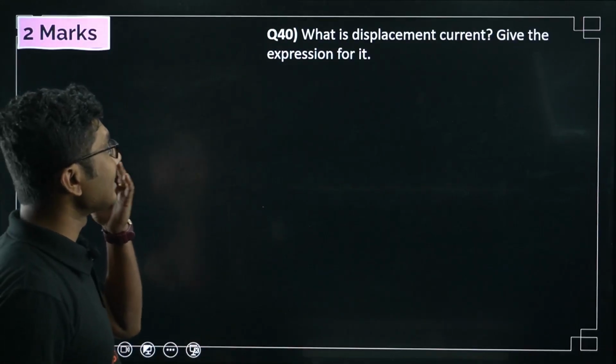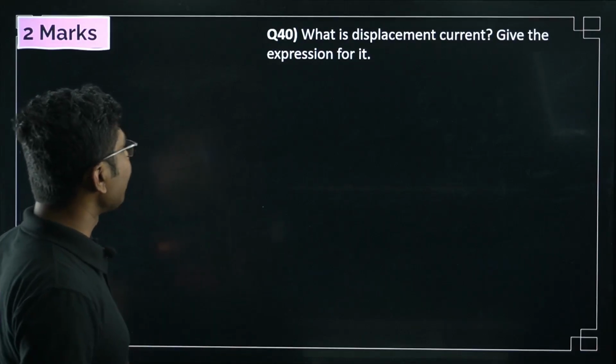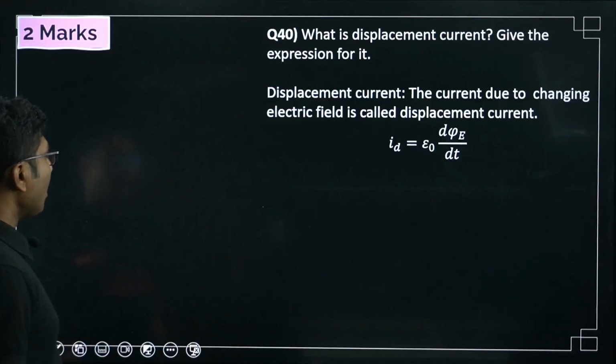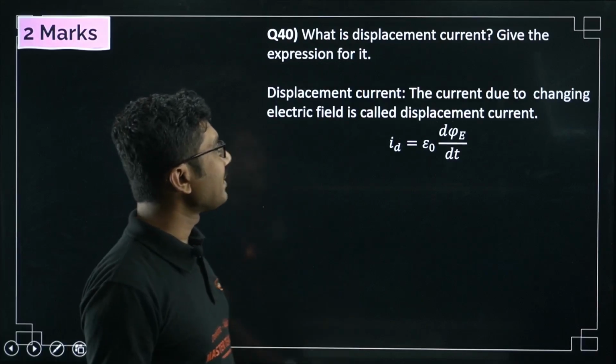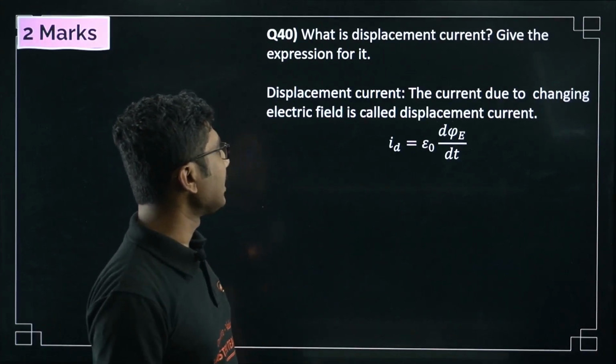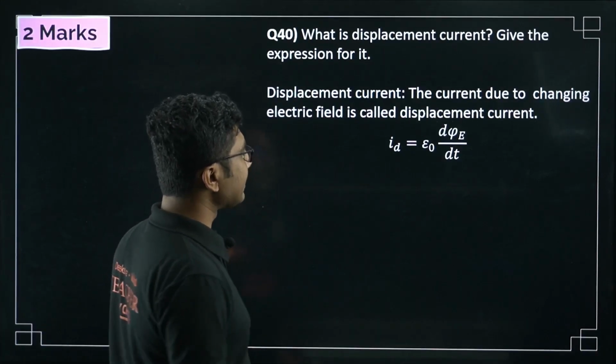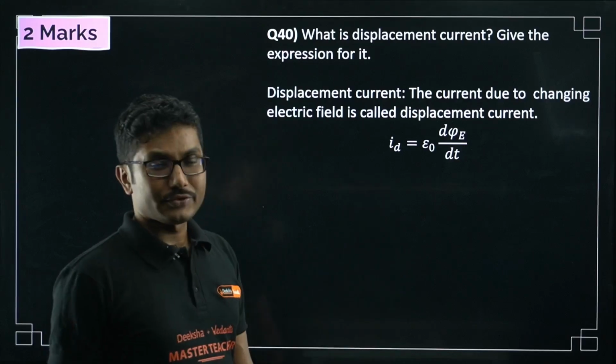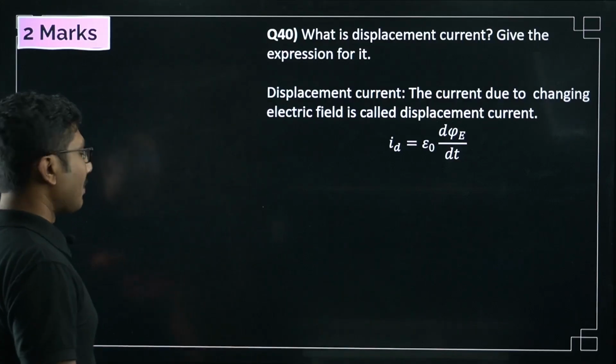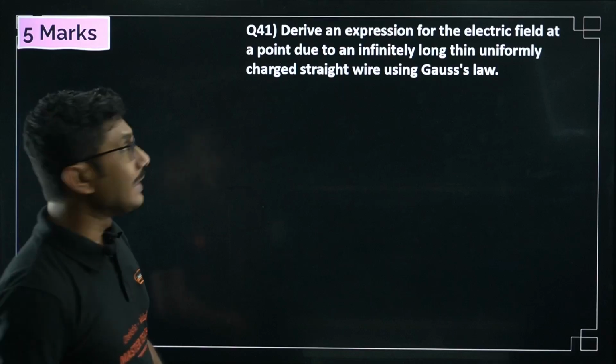Next is: what is the displacement current? Give the expression for it. This is also from the electromagnetic wave chapter. Displacement current is the current due to a changing electric field. The expression is I_D equals epsilon naught d phi E by dt. So let's continue with the lecture.